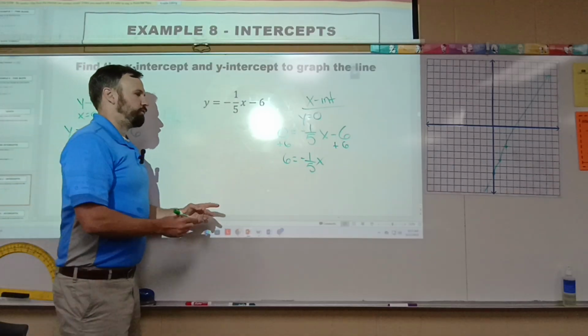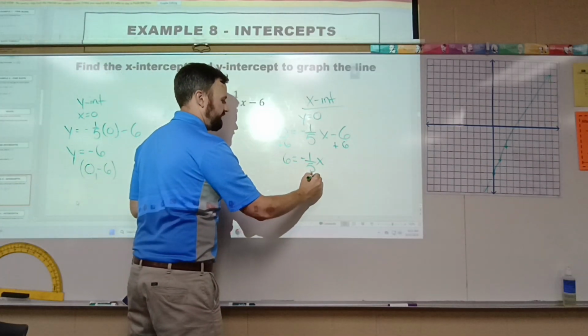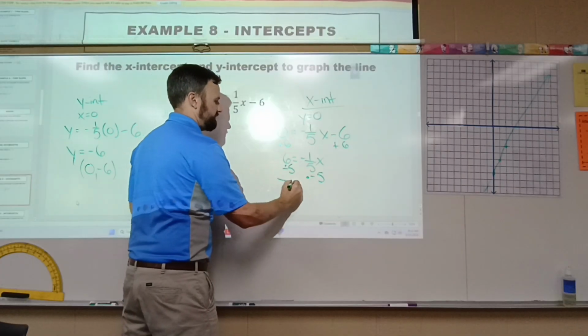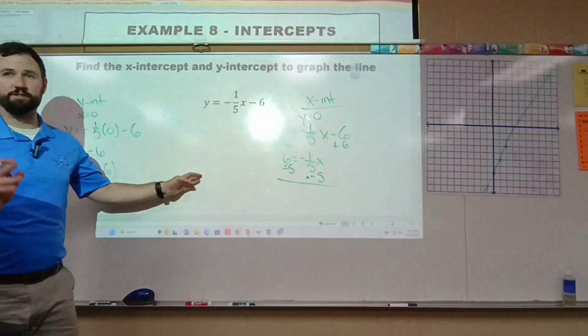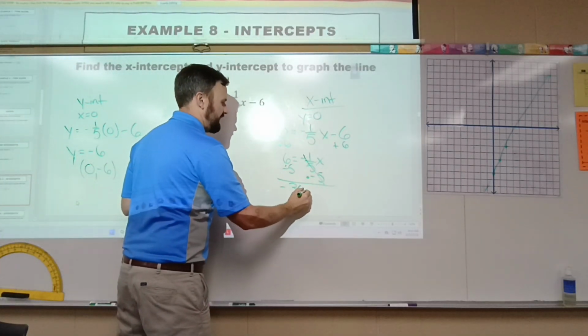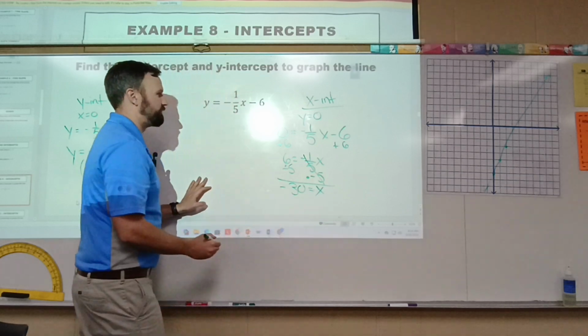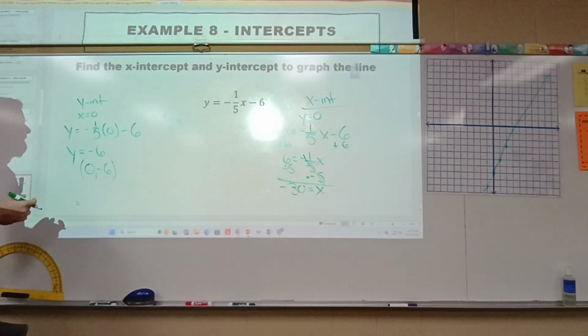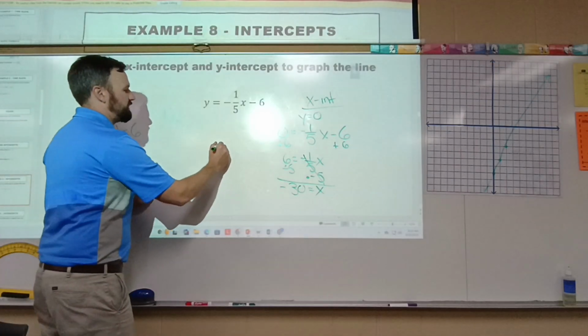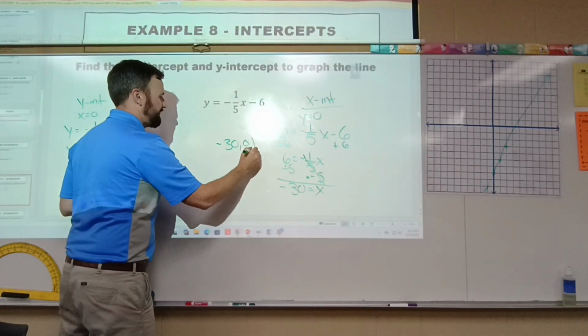How do I get rid of a negative 1/5? I'm going to times by negative 5. Multiply by reciprocals, fraction world. Negative 30 equals x. Well, that's not very helpful. Yeah, that's what it is. So I get the point negative 30, 0.